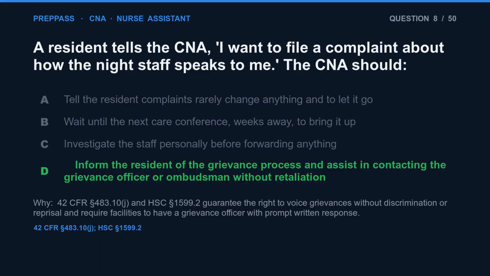The correct answer is D. 42 CFR Section 483.10(j) and HSC Section 1599.2 guarantee the right to voice grievances without discrimination or reprisal and require facilities to have a grievance officer with prompt written response.